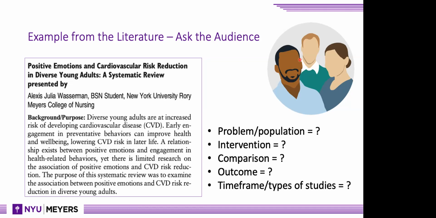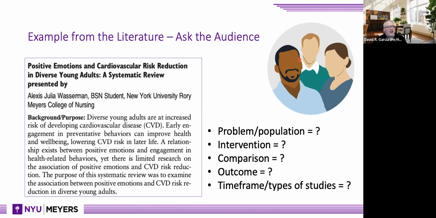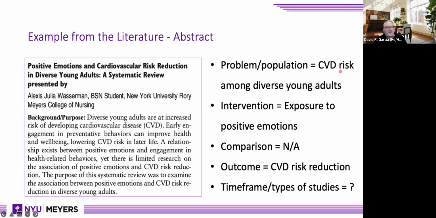Would it be the part that mentions the relationship between positive emotions and engagements and CVD risk reduction? I think maybe we need to keep reading. I don't think we have enough information just from the background. So far we have CVD risk among diverse young adults, and then we have the exposure to positive emotions, and we have CVD risk reduction. But I don't think we have the comparison. And then we don't have a time frame here.